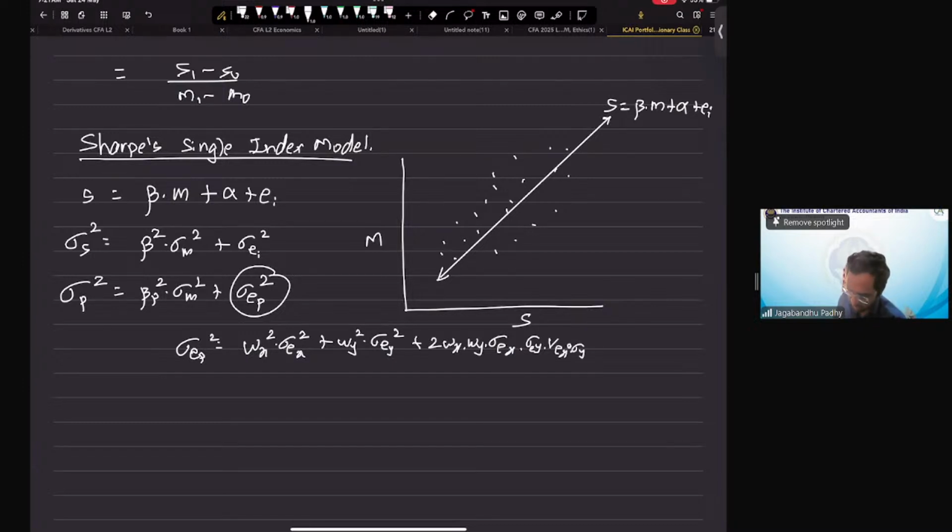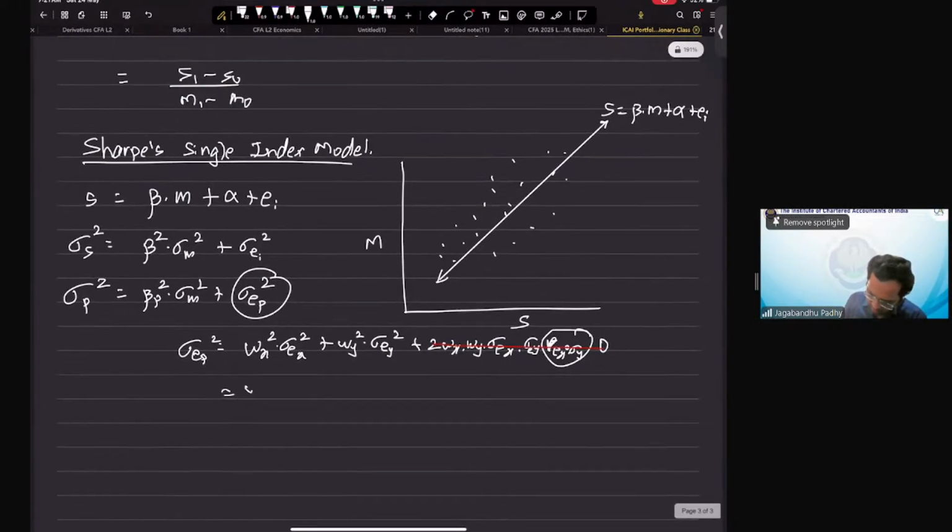But essentially, we know that there cannot be a correlation. This will be 0. If this is 0, this entire thing gets cancelled. And then we have weight of x square into variance of error term of x plus weight of y square into variance of error term of y. It's just going to be a weighted average number like this. That's the Sharpe single index model. So the Sharpe single index model can also be used to calculate the variance of a portfolio by this formula. When the question says we have to use the Sharpe single index model, we'll have to use this. When the question asks for Markowitz, we'll be using the earlier formula.